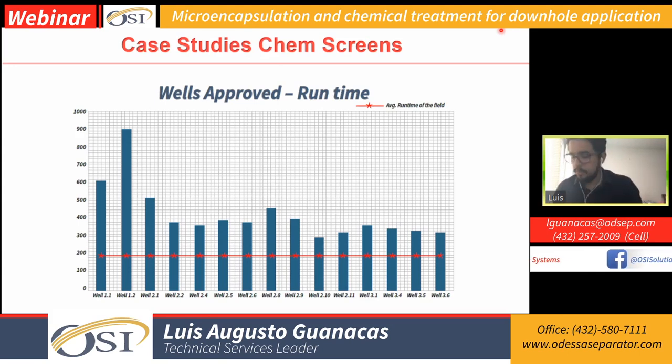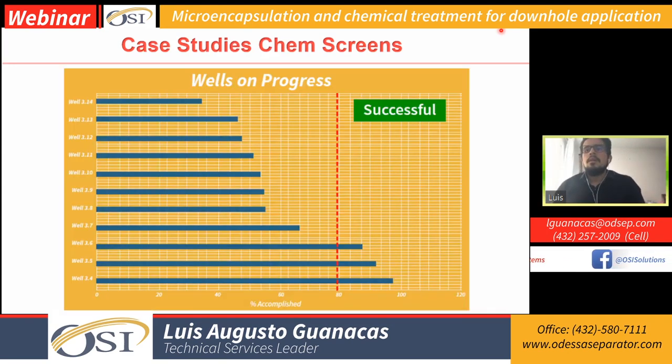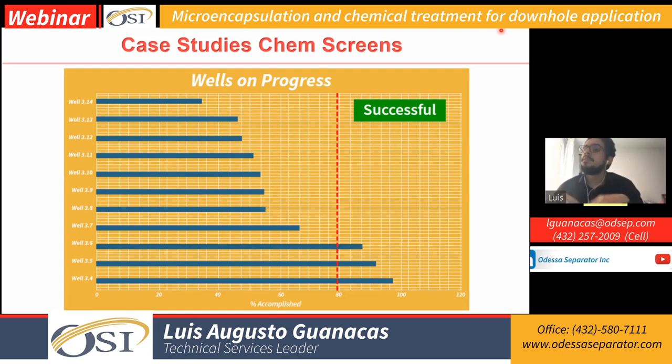Okay, next one, please, Renzo. And this is the graphic of the wells that are still in progress. We still have 11 wells in progress. Out of those 11 wells, three wells have been declared successful because they have overcome the threshold, which is 80% of the longevity expected. So wells 3.6, 3.5, and 3.4 are successful right now. The other eight wells are still running.